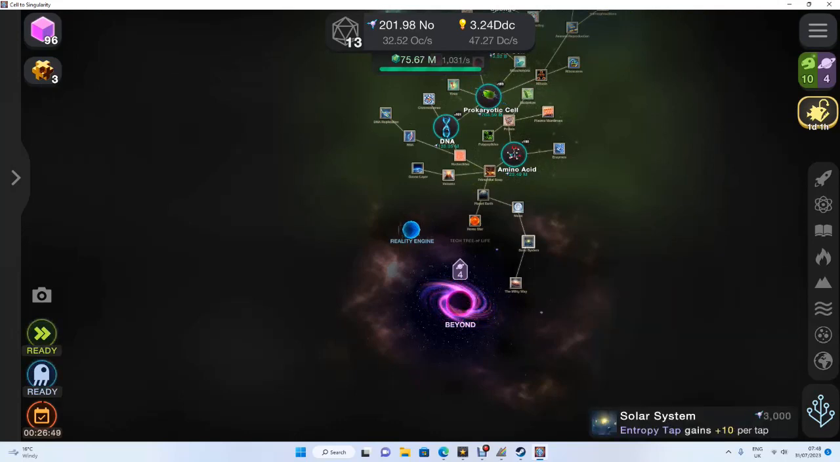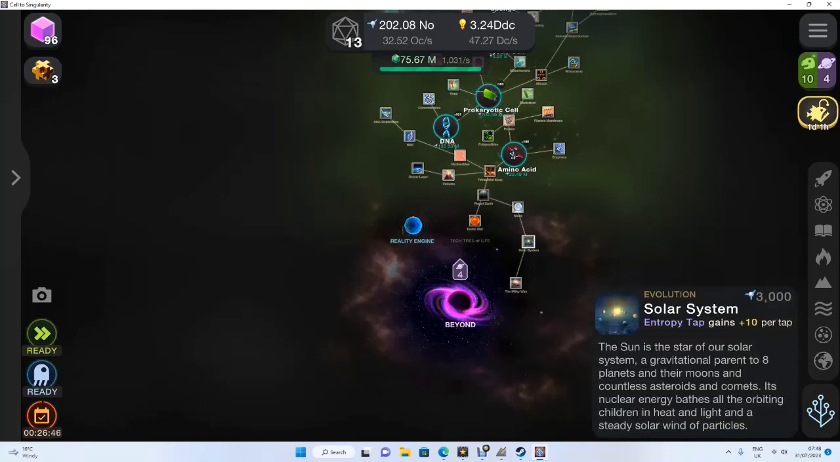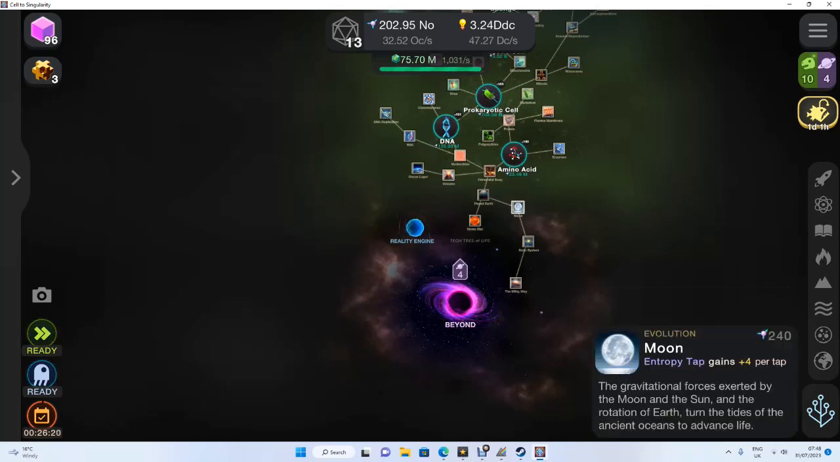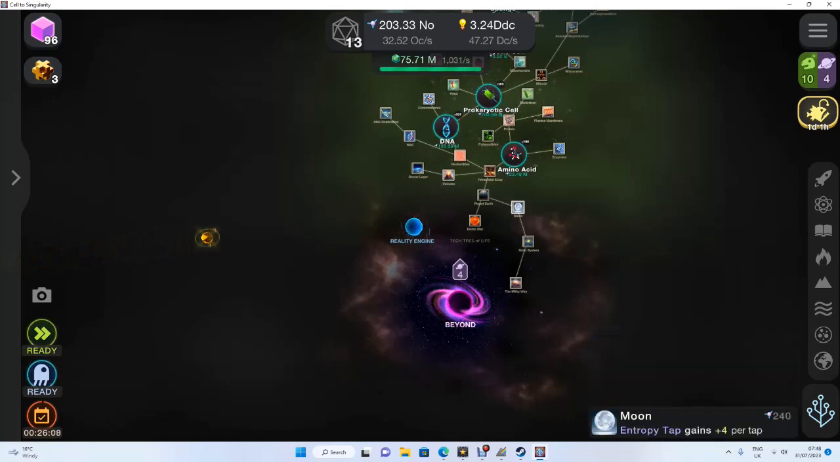Right then, that's scary. The sun is the star of our solar system, a gravitational planet, 8 planets and their moons, and countless asteroids and comets. Its nuclear energy bathes all the orbiting children in heat and light and a steady swirling of particles. Children? Why does it call them children? That's very weird. Gravitational forces exerted by the moon and the sun and the rotation of Earth turn the tides of the ancient oceans to advance life. Oh, that's cool.